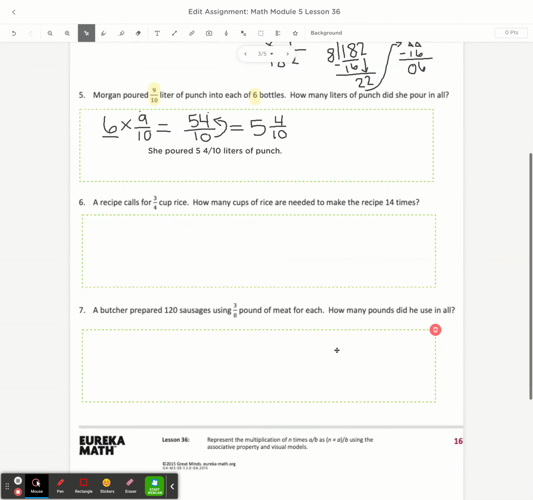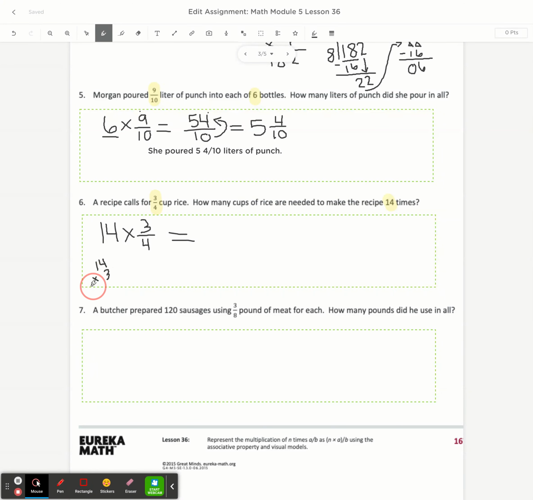And now we're going to go ahead and move on to question number 6. A recipe calls for 3/4 of a cup rice. How many cups of rice are needed to make the recipe 14 times? So I have to make the recipe 14 times, and each time we make it, we need 3/4 of a cup of rice. So that means that we're going to do 14 times 3/4. So again, 14 times 3 is a little bit tricky to do in your head. You can definitely do that.